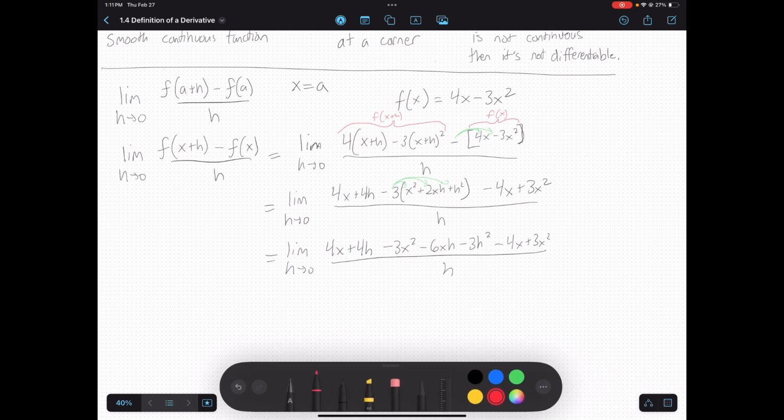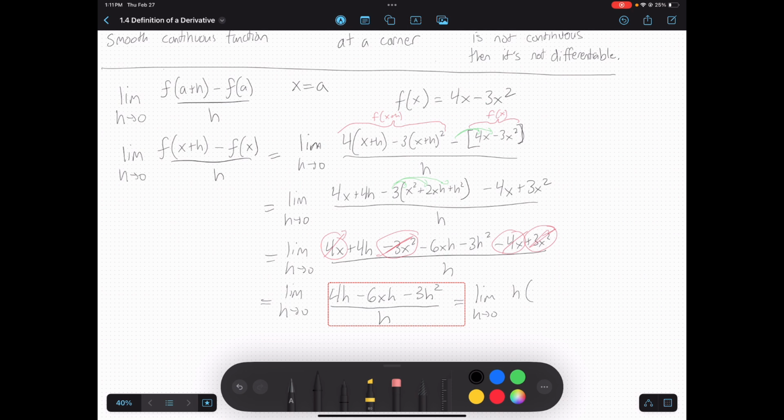Well, now what? A similar thing happens to what happened when I was doing the difference quotient before. I have a 4x, I have a negative 4x. Those will subtract to equal 0. I have a negative 3x squared and a positive 3x squared. Those are going to add together to equal 0. What does that leave me with? That leaves me with a bunch of terms that all have an h in them. I have 3 terms that all have an h in them, which means I can factor that h out of the numerator. And that leaves me with 4 minus 6x minus 3h. That h that I factored out now cancels out with the h in my denominator, and I've eliminated my discontinuity.